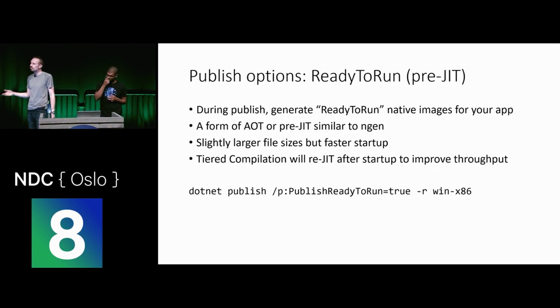One of them is ReadyToRun. Most of you, I'm assuming, have heard of NGen with .NET, which lets you pre-JIT, except that runs on the target machine. You don't really run NGen as the developer. You run it after it's been installed on the machine, so it's a little inflexible. So we have this thing called ReadyToRun, which pre-JITs your application. During publish, it'll generate ready-to-run images for your application along with the managed images, and they'll all get shipped together. It is a form of ahead-of-time compiling or pre-JIT, similar to NGen.